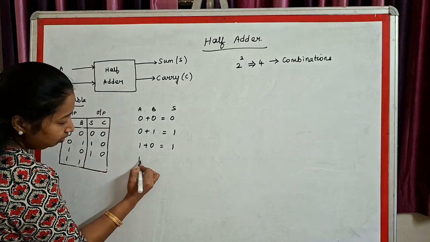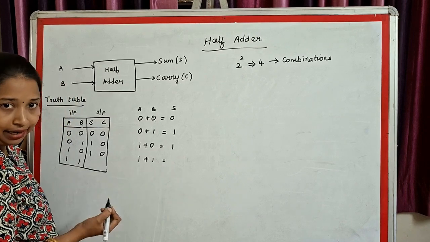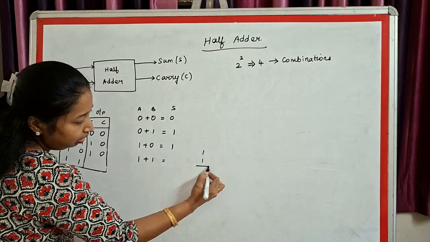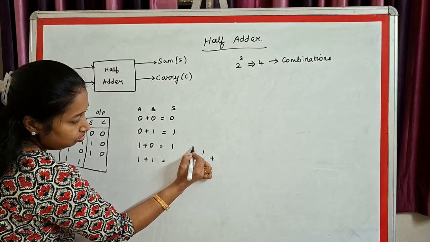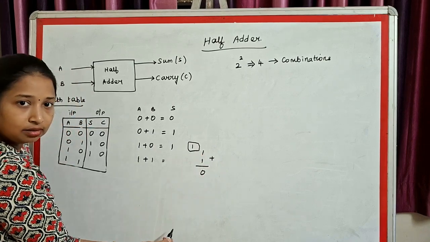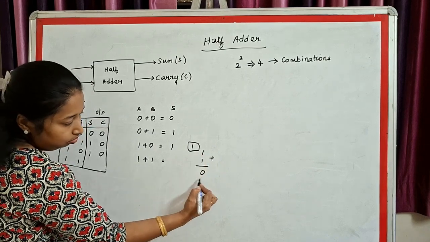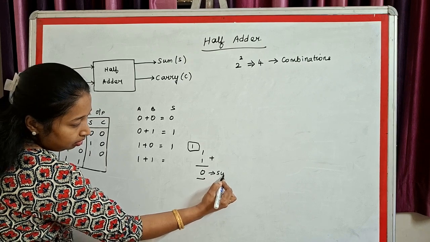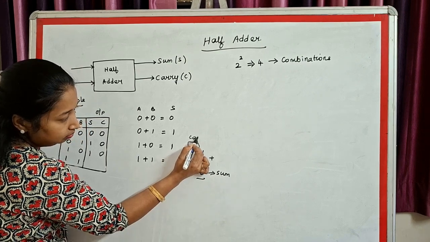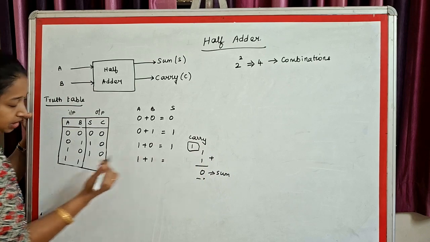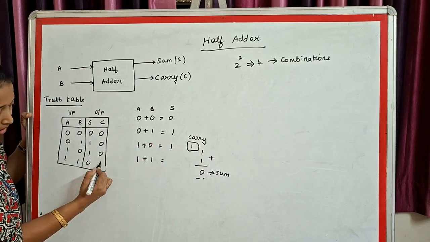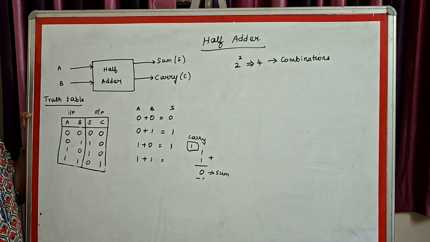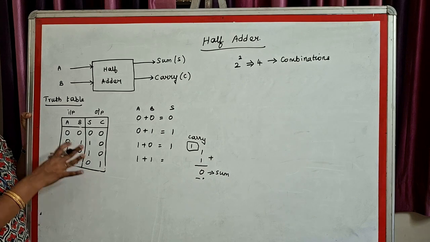Clear? Now, 1 plus 1. 1 plus 1 is what? 10. 1 and 1, when you add, it is 10. So this is my carry, and my sum is 0. This is my sum and this is my carry. So against sum, I'll be giving 0, and against carry, I'll be writing 1. Is it clear? How to write the truth table for a half adder?